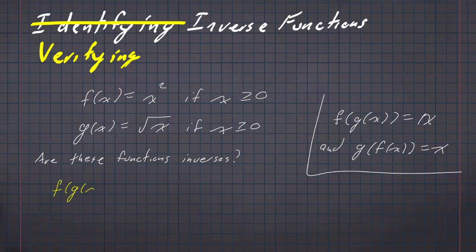f of g of x is f of the square root of x, which is the square root of x squared. Right? If x is greater than or equal to 0, again, is a restriction we have here, then we evaluate, and square root of x is the number you multiply times itself to get x. Squaring says multiply a number times itself. So if you multiply the number you multiply times itself to get x times itself, you get x.